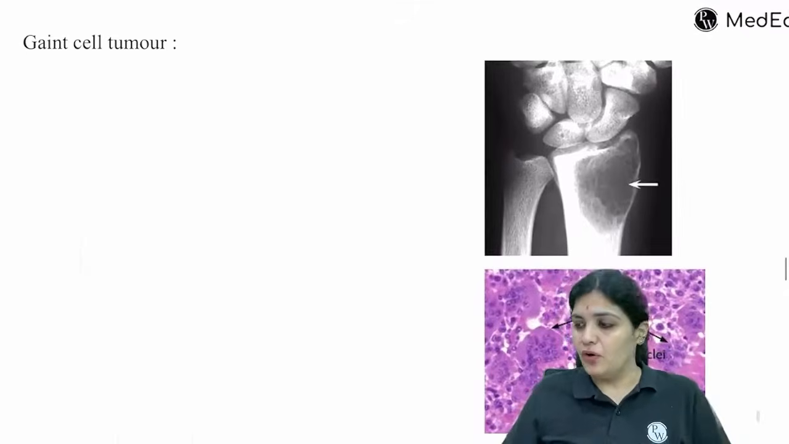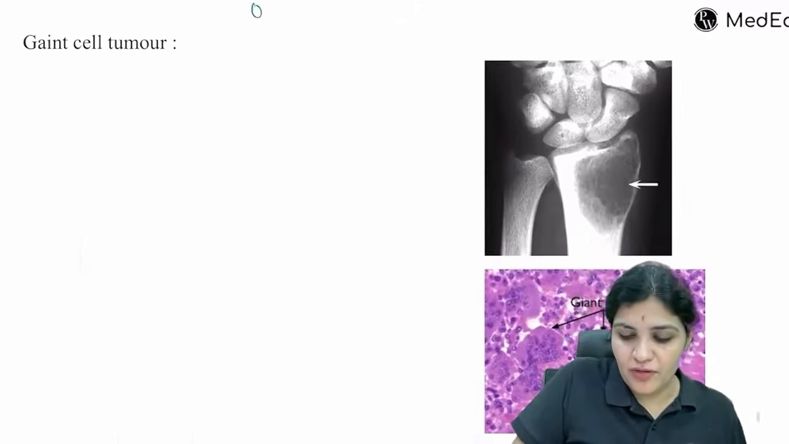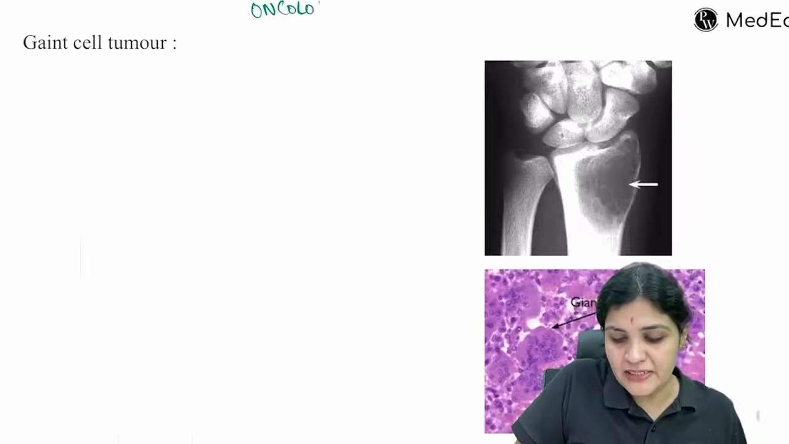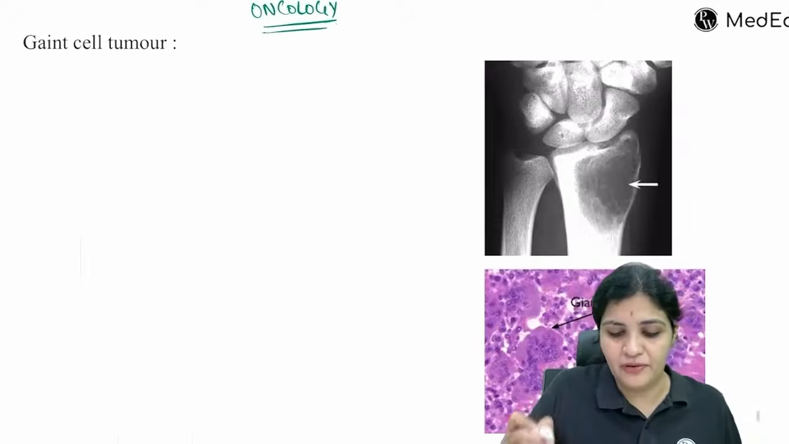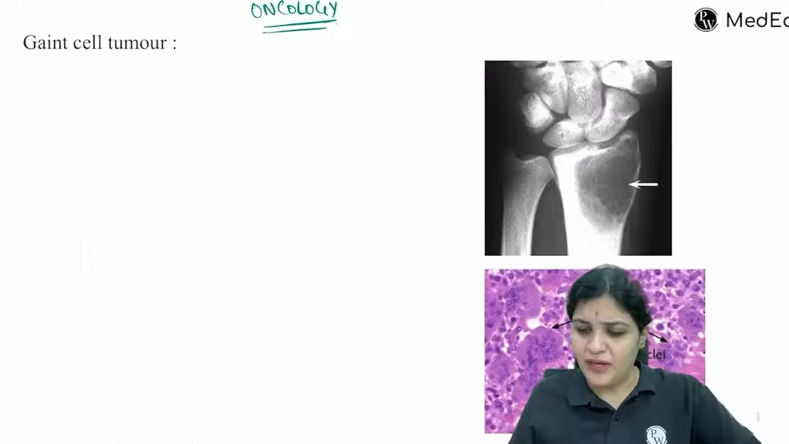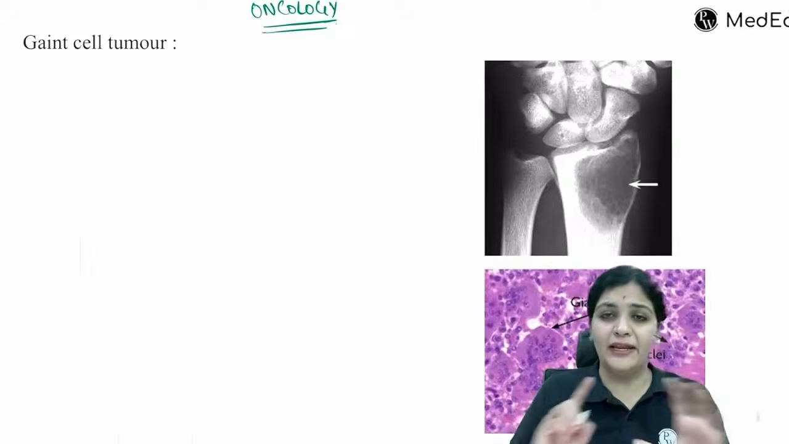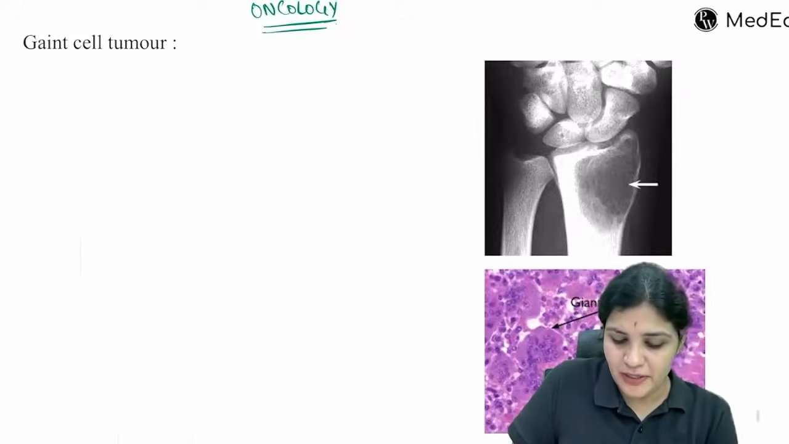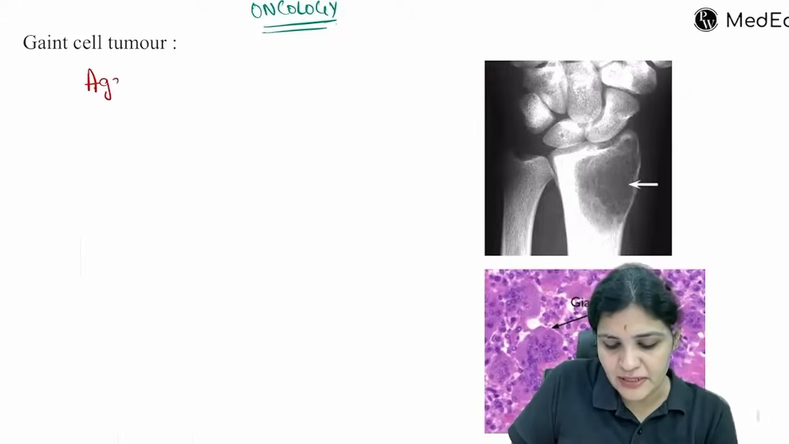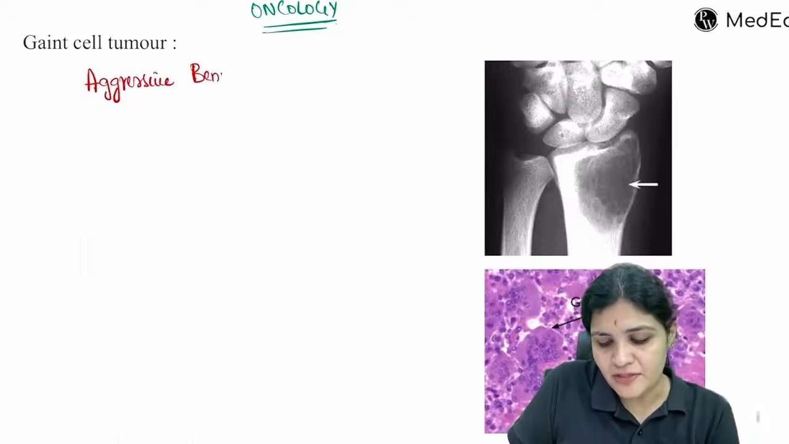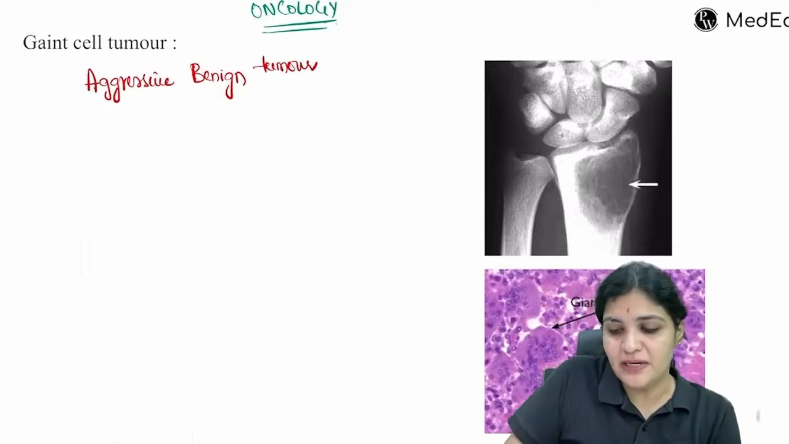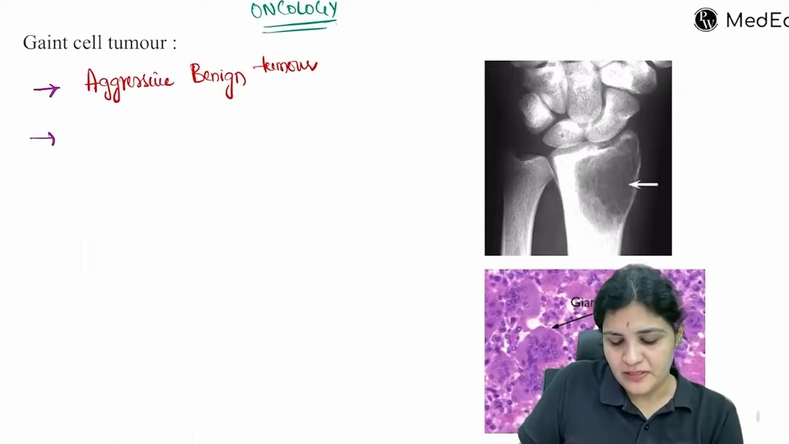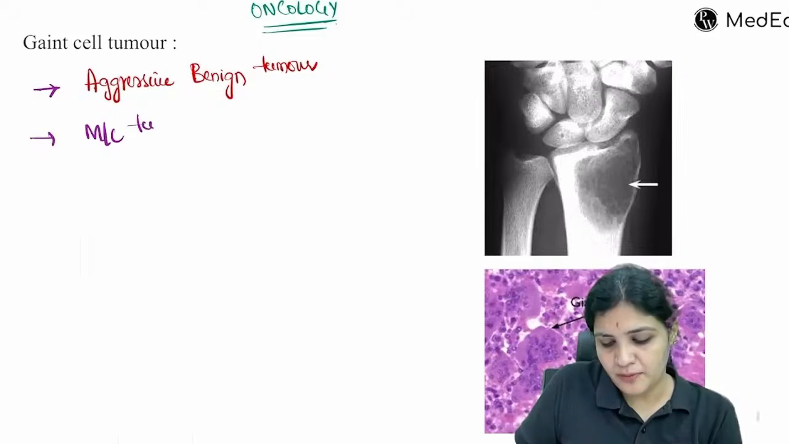Then comes oncology. Here in oncology, we are going to read about giant cell tumor. This is also a very important topic and a very easy topic. I think you have been revising it multiple times. The first thing you have to understand about giant cell tumor is that it is aggressive, but it is a benign tumor. One thing you can be happy about is that it is still a benign tumor, but it is supposed to be one of the most common tumors.